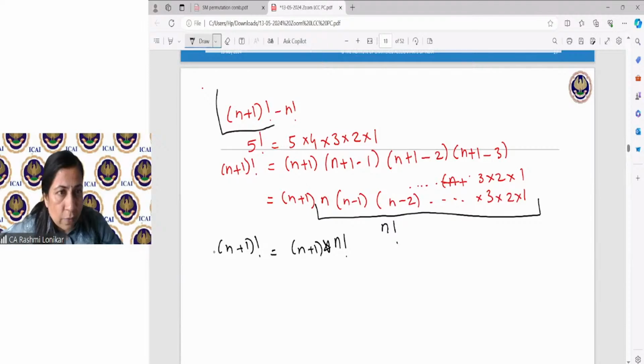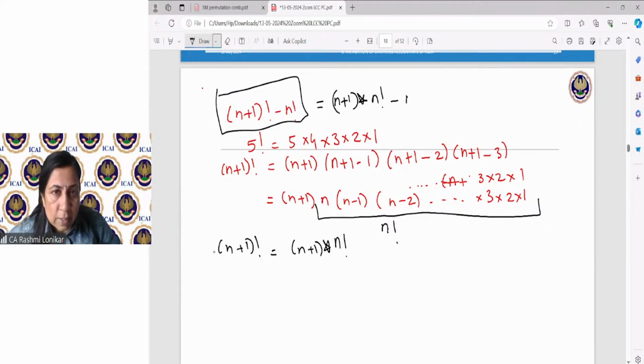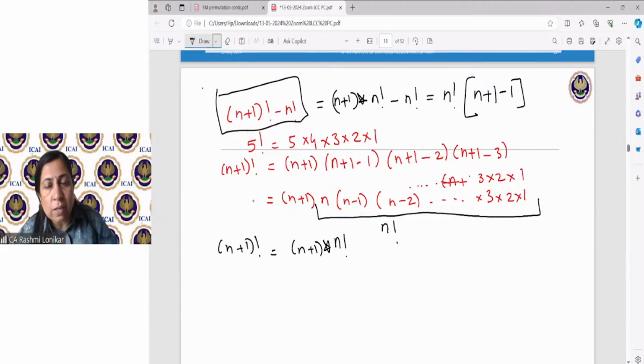What do I have here? I have this. So n plus 1 factorial can be written as n plus 1 into n factorial, minus n factorial. What will we take common out? We will take common out n factorial. In the first term, what is there? n plus 1 minus 1. Plus 1 and minus 1 becomes 0. What will I have? n factorial into n.